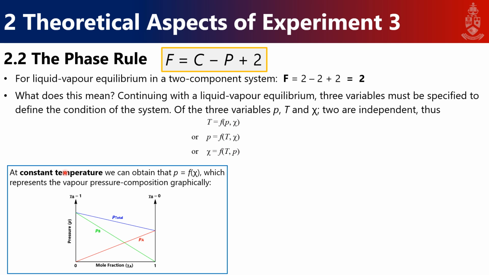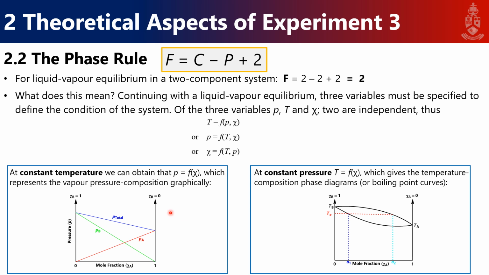So at a constant temperature, I can look at the variation of pressure with mole fraction. Okay, so I can obtain pressure as a function of mole fraction, and that is the vapor pressure composition graphs, which we discussed a little bit earlier. Alternatively, I can keep my pressure constant, that's the second scenario, and I can look at the variation in temperature with mole fraction. In this case, it will be my boiling temperature, but I will discuss it more later on.